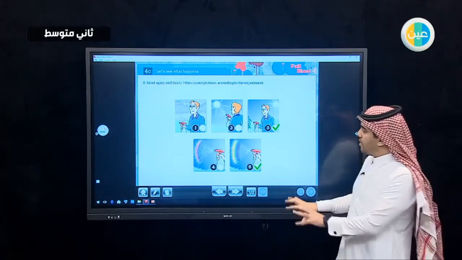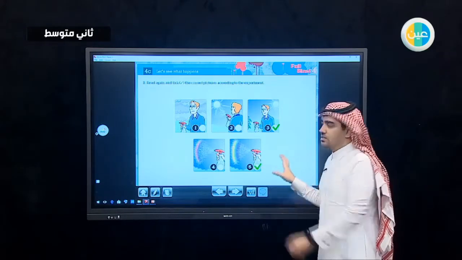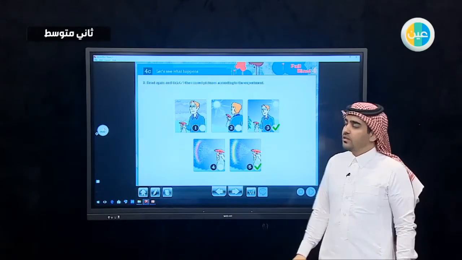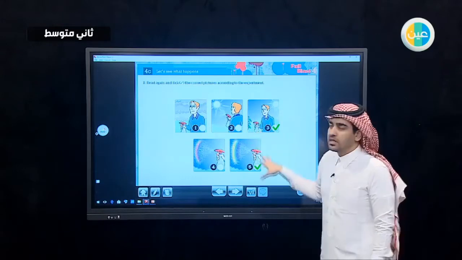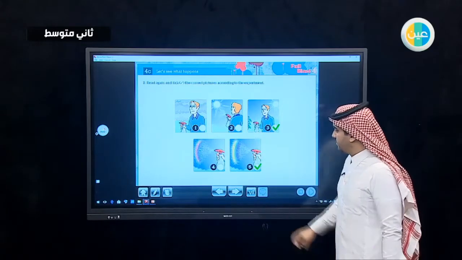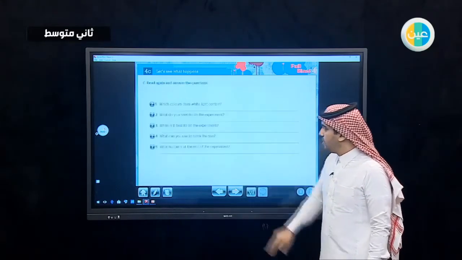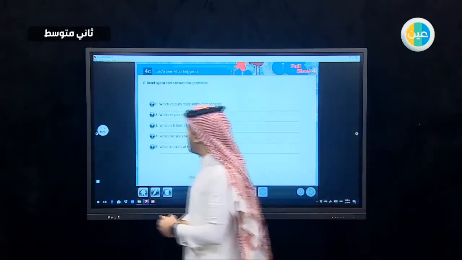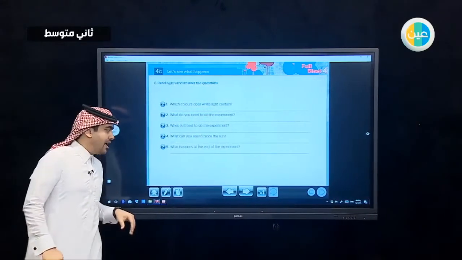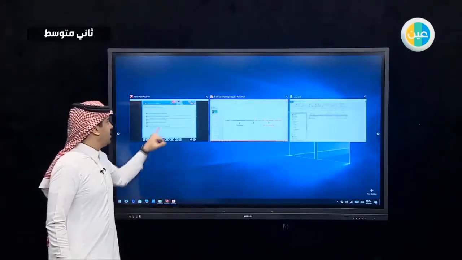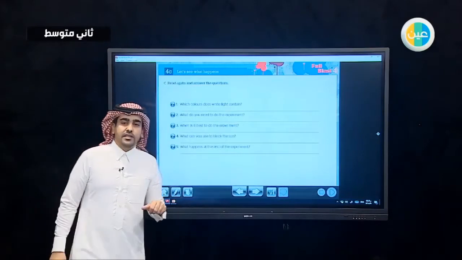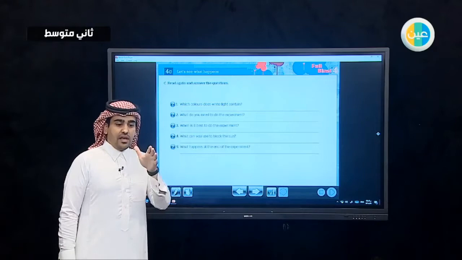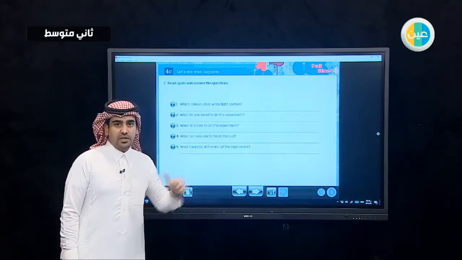So the goal behind this activity is to check your understanding of the steps using pictures only. Very good. Let's now move on to questions about the reading passage. We have 5 questions, and the idea behind this is to practice finding specific information in the text.